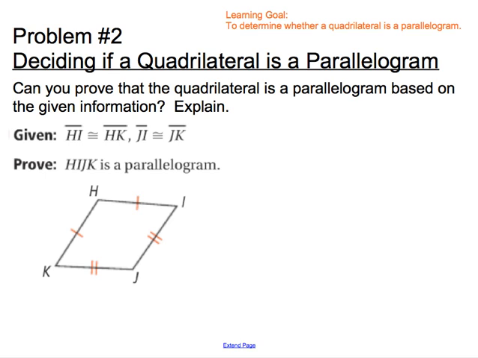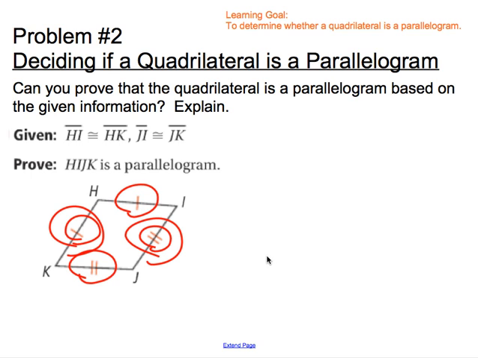Here we're asked to show that HIJK is a parallelogram. And this is another example of a situation where this is not necessarily a parallelogram. It looks like it could be, but the only way that this is a parallelogram is if opposite sides are congruent. In this case, we can see that HI is not necessarily the same length as KJ, and KH is not necessarily the same length as JI. So this could be a parallelogram, but based on this information, it's not possible to tell.